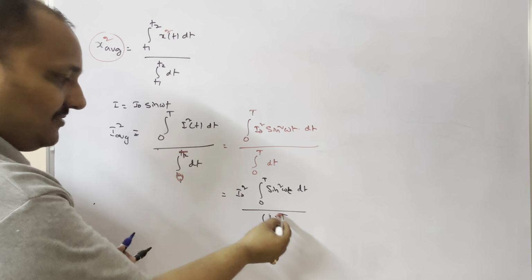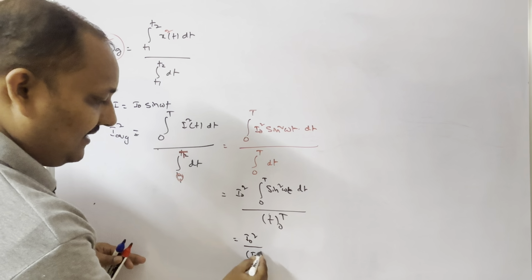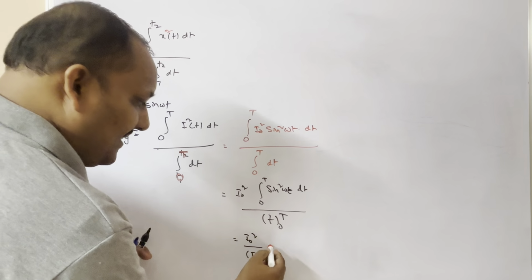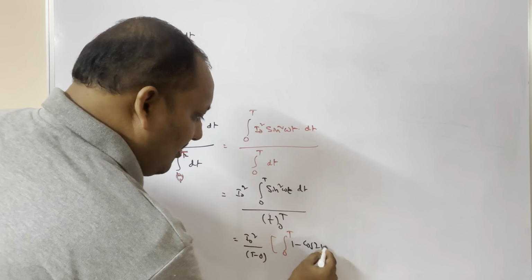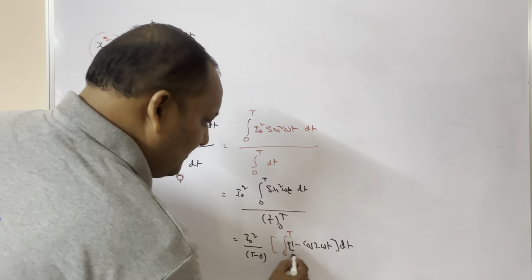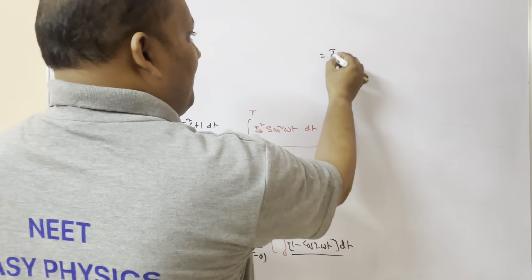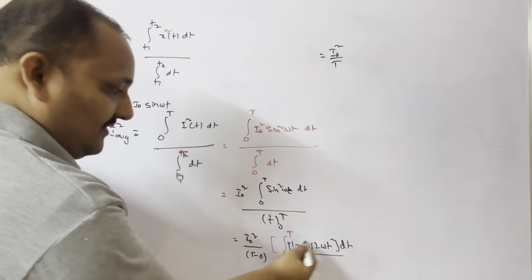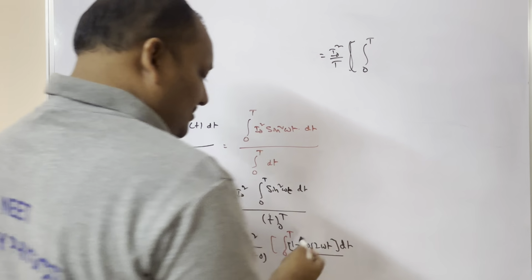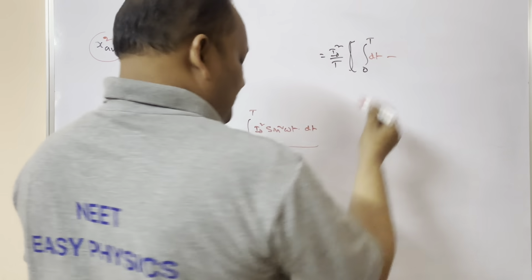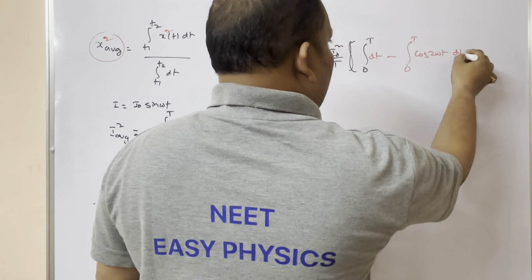So, which limit first we will substitute? Upper limit we are going to substitute. I naught square divided by T minus 0. Now, this sine square omega t can be written as 1 minus cos 2 omega t. This is completely mathematics related term. So, here finally we are going to get I naught square by T. So, this one if we expand between the limits 0 to T dt minus 0 to T cos 2 omega t dt.